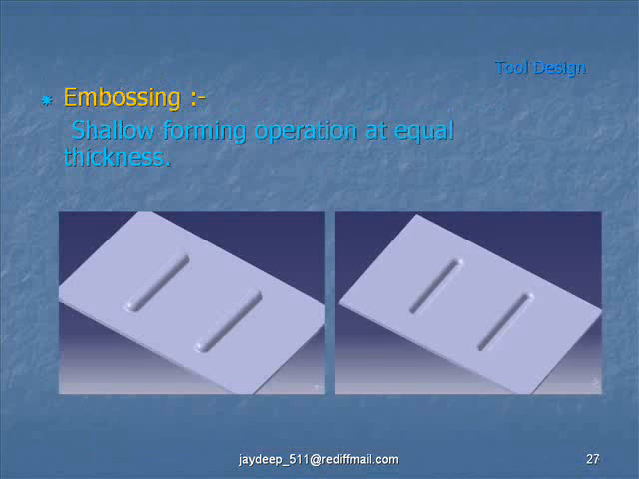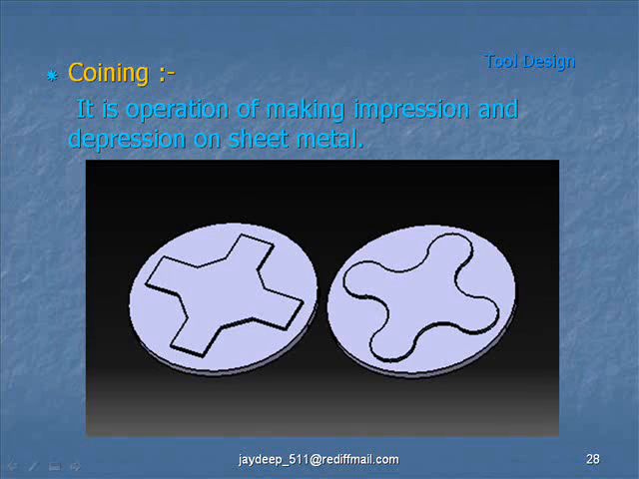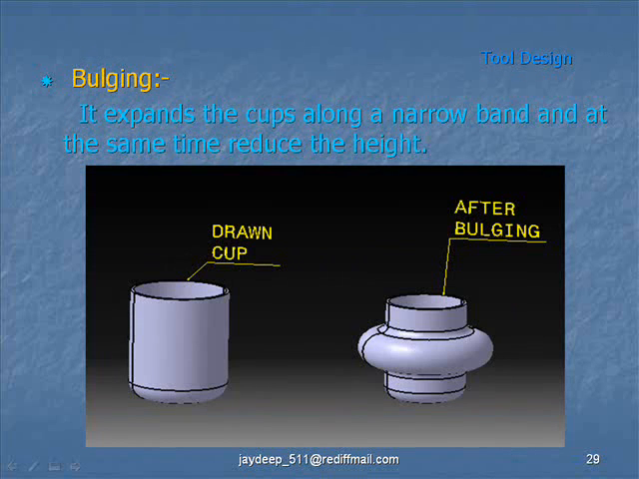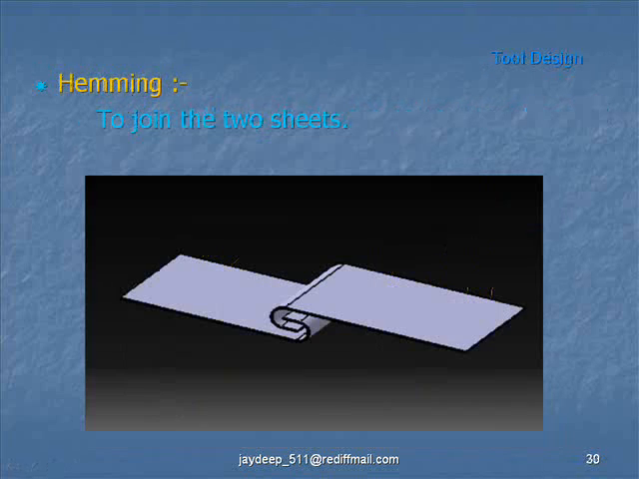Embossing. Shallow forming operation at equal thickness. Coining. It is an operation of making impression and depression on sheet metal. Bulging. It expands the cup along a narrow band and at the same time reduces the height.